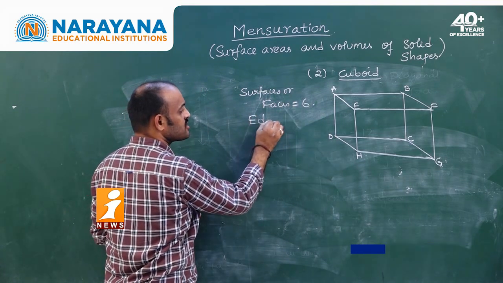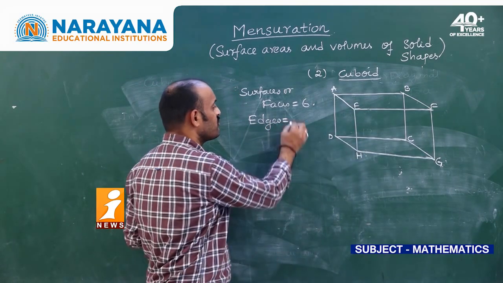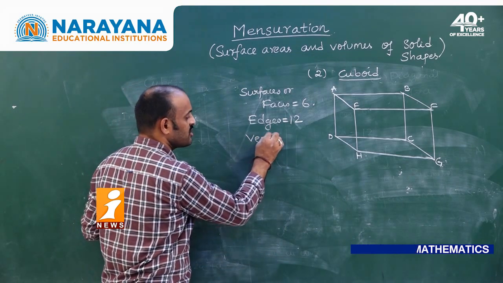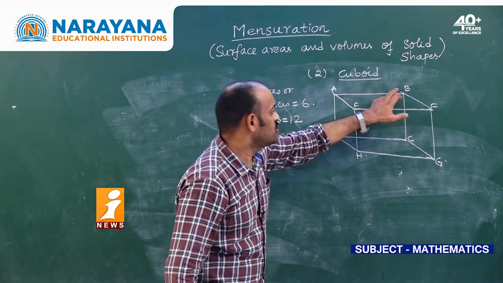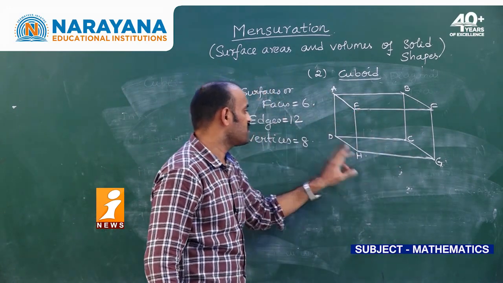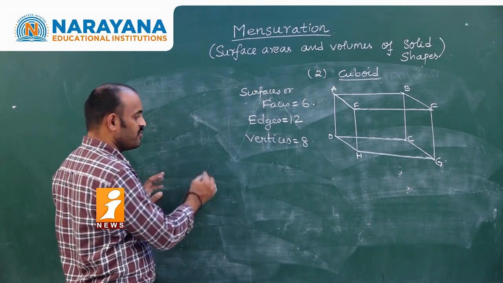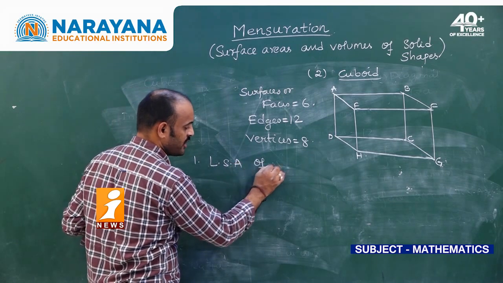Number of edges. How many edges are there? Like a cube, we have 12 edges. Number of vertices here we have 8. 1, 2, 3, 4, 5, 6, 7, 8. So here, like a cube, we are going to find the lateral surface area of a cuboid.